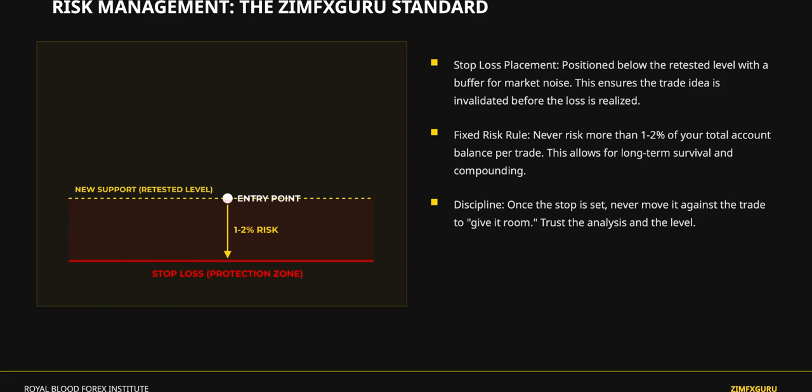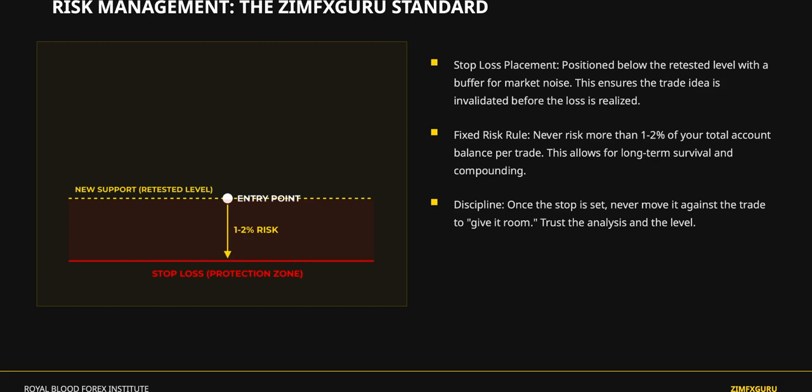So we need to have a fixed risk rule. Never risk more than 1 to 2% of your total account balance per trade if you are trading a big account. But if you have small accounts, many of you are trading $10, $100, $200, never risk more than 20% of your account. So that's what I will recommend.